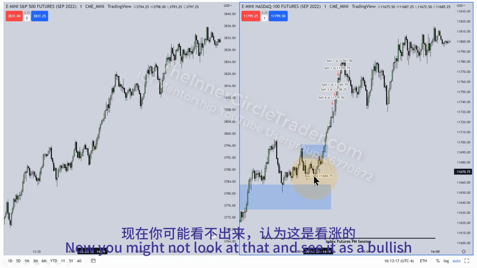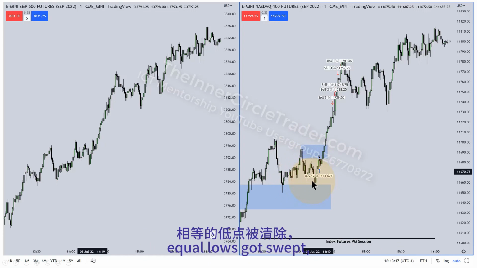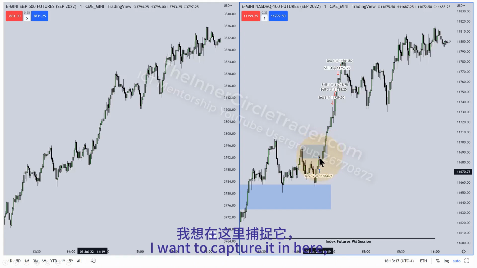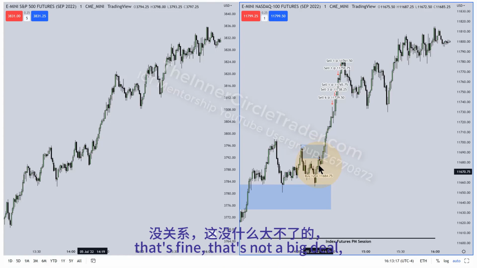Now you might not look at that and see it as a bullish breaker, but I'm looking at it as these relative equal lows got swept. So I want to be inside this candle here. I don't want to wait for it to break out. I want to capture it in here. So it does retrace back a little bit in here. I miss a little bit of that. I think it was like 2 handles of retracement. That's fine. That's not a big deal.